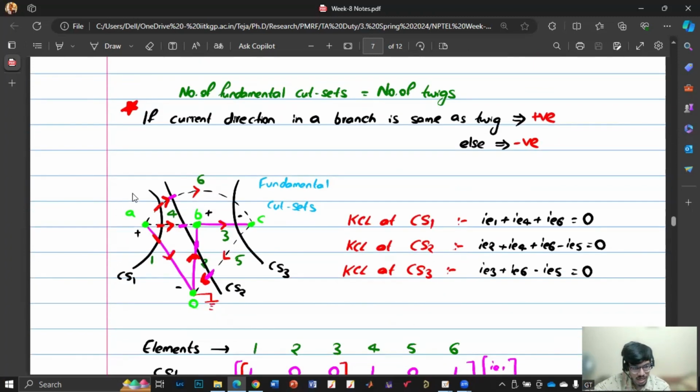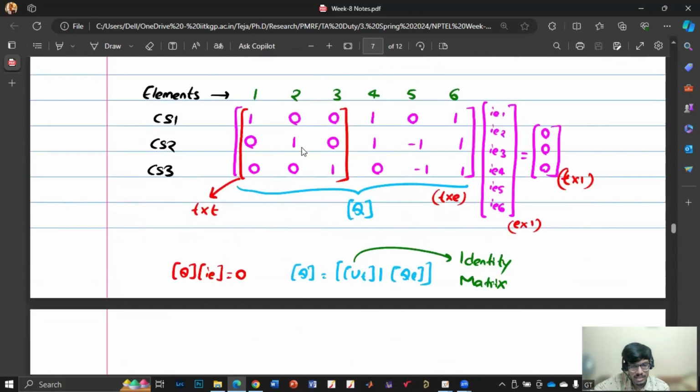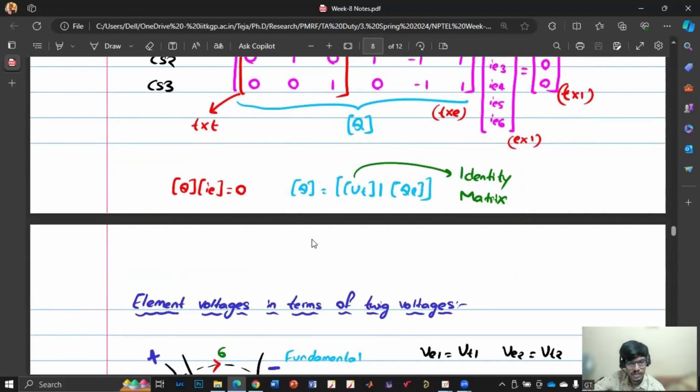You can consider either the left side or the right side, but you have to consider the same side for all the branches. You cannot consider the left portion of the cut set for one branch and the right portion for another. So either you consider the left portion of all the cut sets or the right portion of all the cut sets, or individually consider the left or right portion for all the branches that are part of that cut set. After applying KCL, we got an identity matrix here, and this gives one equation.